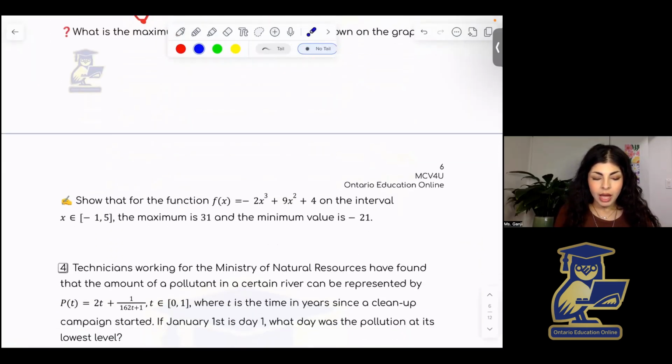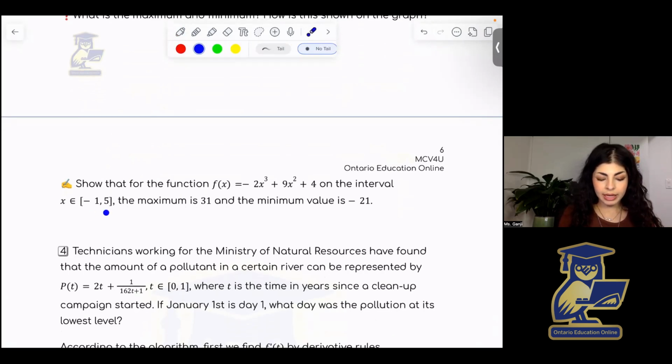Now, just to practice yourself, try this function as well on the interval -1 to 5 inclusive. Check that the maximum is 31 and the minimum is -21. So again, find the derivative function, calculate the points where the derivative is equal to 0, check your endpoints, and confirm that you get these values, and also confirm which x values give you these.